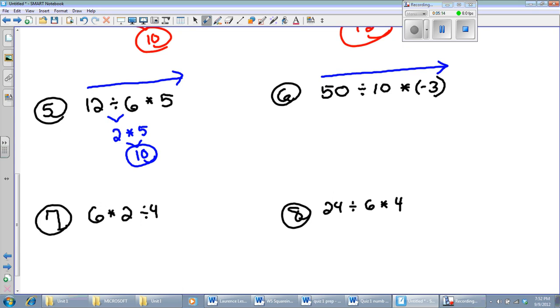There we go. So 50 divided by 10 is 5 times negative 3, and that will yield an answer of negative 15. Remember, multiplying the integers. 5 times 3 is 15. 5 times negative 3, I said the word negative once. That's an odd number. I get a negative answer.